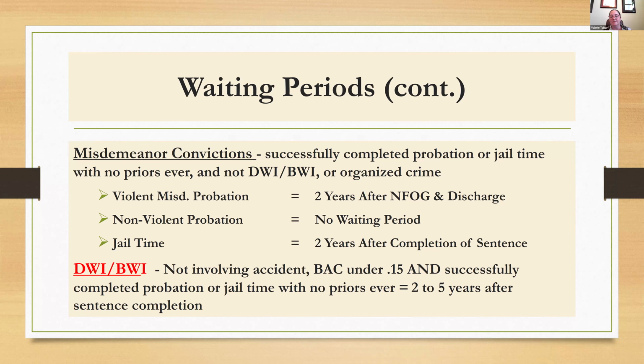And that's what I have in the bottom area here. Blood alcohol content under 0.15 and successfully completed probation or jail time with no priors over, it's anywhere from 2 to 5 years. I find that the DWIs are the ones that require the most attention. Assaults are never in there, and that's probably second to DWI.